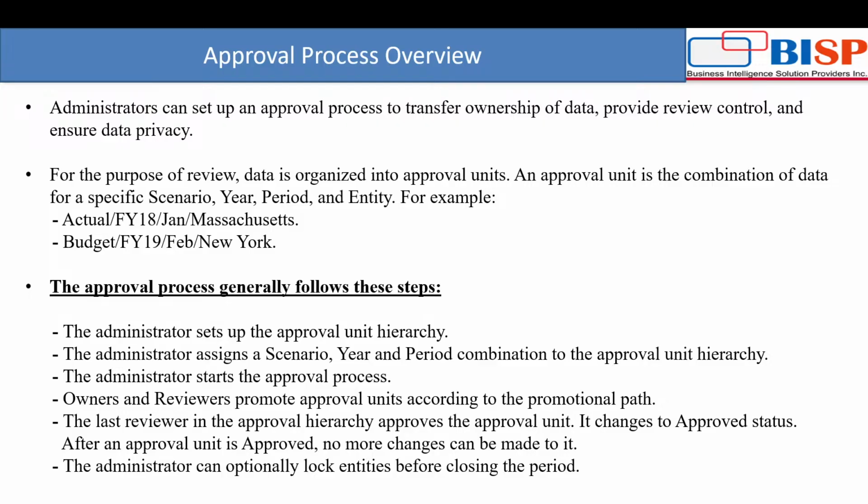Each approval unit is a bucket of data that needs review and has its hierarchy set up. The process flow is very simple. The first step is that the admin sets up the hierarchy. Second is assigning the scenario, year, and period. Third is starting the approval process. Fourth is the owner and reviewers promote the unit through the chain. The final review approves it and the status becomes Approved. And the last part is that after approval there is no change that we can make. So before closing the period, the admin can lock the data to prevent further edits.